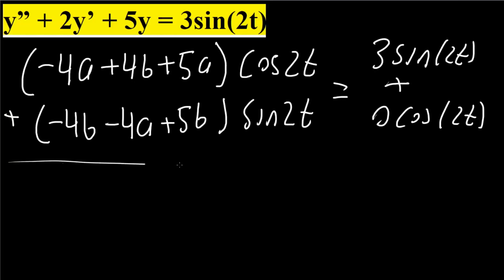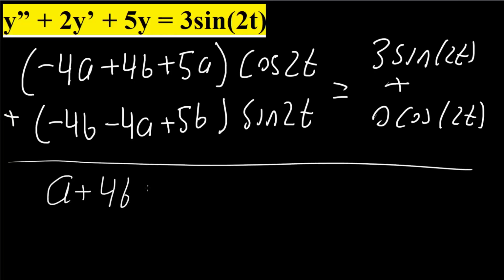So we say a plus 4b is equal to 0. Likewise, we have negative 4b plus 5b, so b minus 4a is equal to 3. We can just say negative 4a plus b is equal to 3. The next thing we're going to do is cancel out a so we can solve for b. So we'll use the elimination method. Let me scroll down.